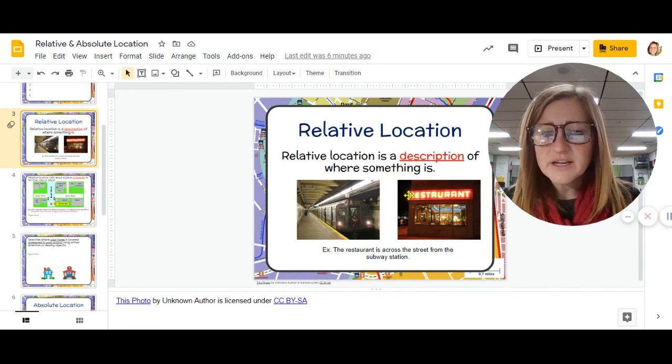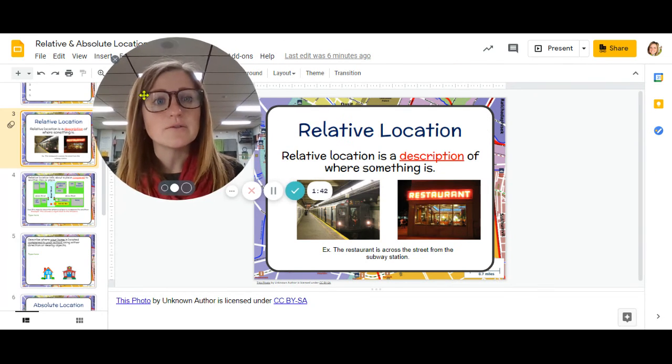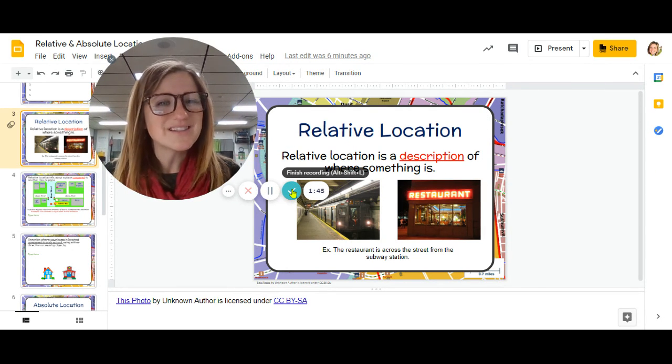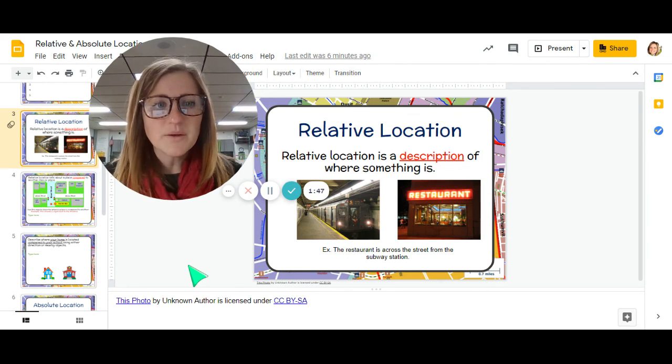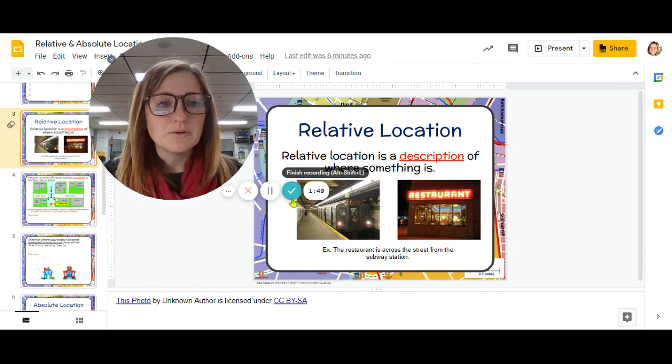So take some time and go through this, and by the end of your activity you should be able to understand what's different about relative location and absolute location.